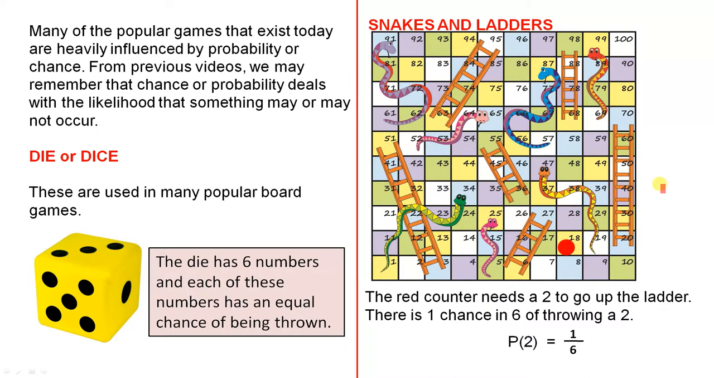Snakes and Ladders is a very popular board game. Let's look at the red counter, which is on the number 18. So the red counter needs a 2 to go up the ladder. 1, 2. There is 1 chance in 6 of throwing a 2, so the probability of throwing a 2 is 1 chance in 6. On a die, the probability of throwing any one of these numbers is 1 over 6. That's pretty simple. So if you just want to throw a single number, it's 1 over 6.